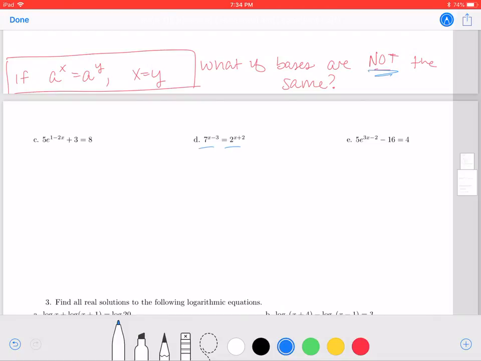Unfortunately, to my knowledge, there's no way that I can get a 7 to look like a 2 or a 2 to look like a 7 without completely changing the problem, which we definitely don't want to do. So there's a couple more properties of logs that we've gone over in the past that we're going to use now to help us solve this problem. The first is the power rule.